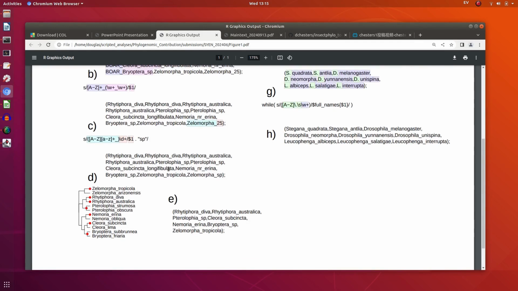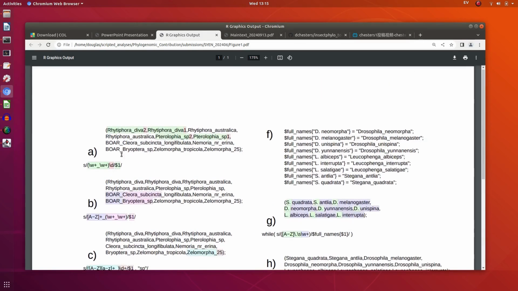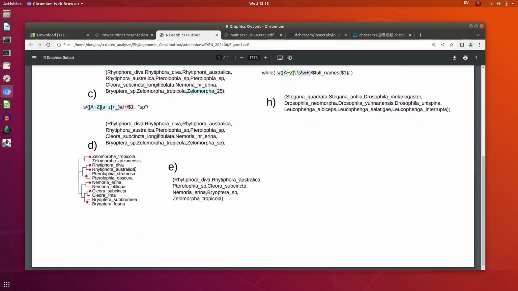Now we also have to process the set of terminals because some of these are uninformative. We've already seen this one here. This is a species duplicate. Now, so when we consider the terminal set here, this goes through a filtering process to create this. Now let's see why some of these choices have been made.